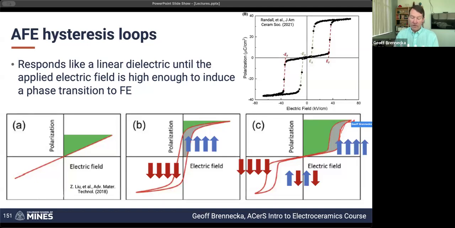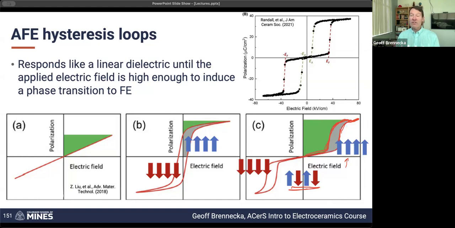And so the effective relative permittivity is massive. And then when we remove that field, the energy of the sample wants to go back to being antipolar, antiferro, back to this antipolar state. So that back switching means that we're releasing all of that energy that we stored in these dipoles. And that's why we end up with a much larger green area in this component.